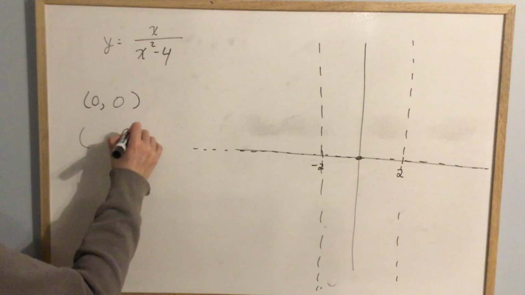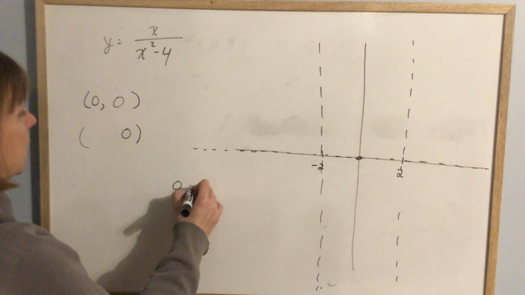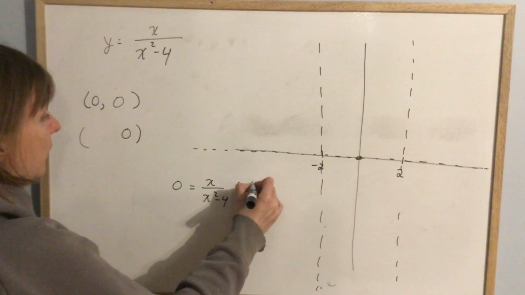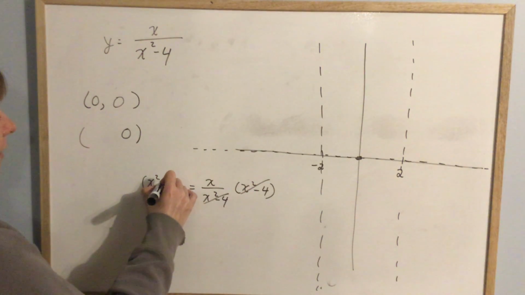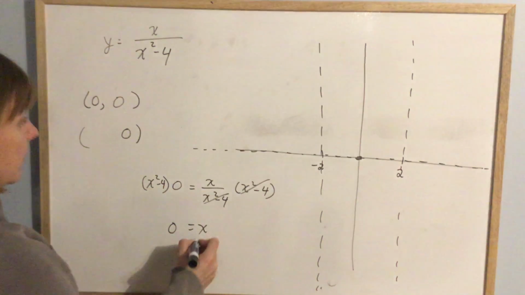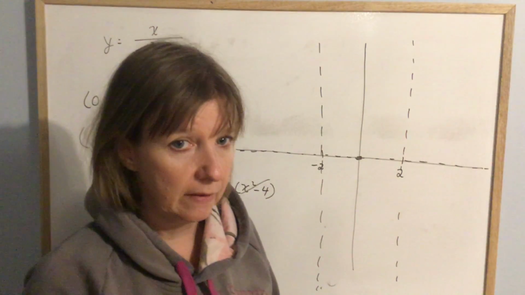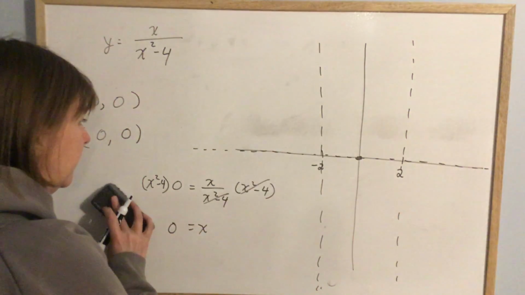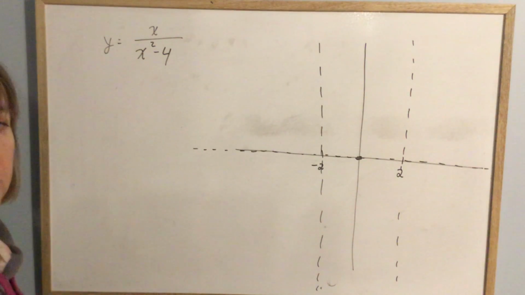What if my y was 0? What would my x be? So again, I would do 0 is equal to x over x squared minus 4. So I'd multiply this side by x squared minus 4, so that cancels. I'd multiply this side by x squared minus 4. So I have 0 is equal to x. So this is the only place where it crosses, touches, does anything to any of the axes. 0 and 0 is my only place.